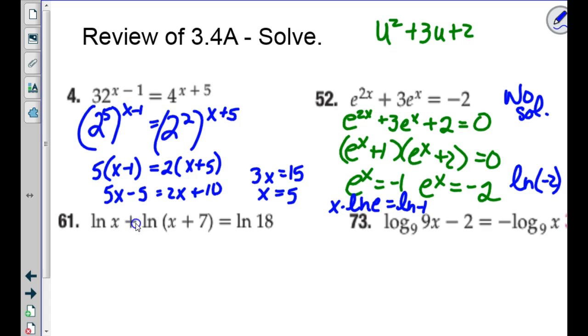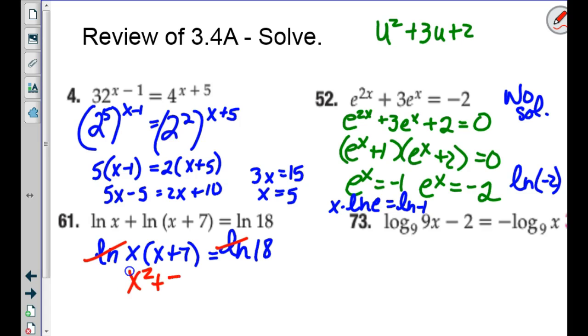Okay, so what do we do with a plus? Yes, we change this to the log of x times x plus 7, and over here we have the log of 18. Now can I get rid of the logs? Yeah. So I have x squared plus 7x equals 18. Should I factor an x out over here? Someone always does something like that. No. We need to make it equal to 0 and factor, right?